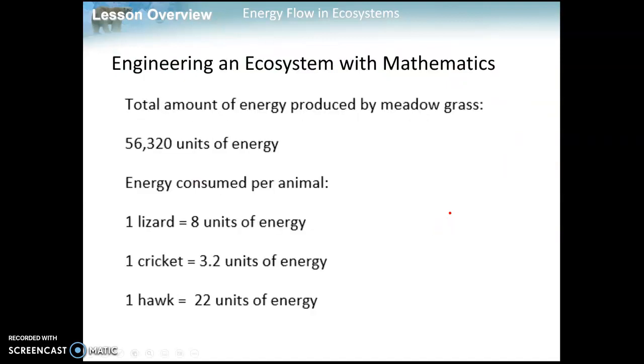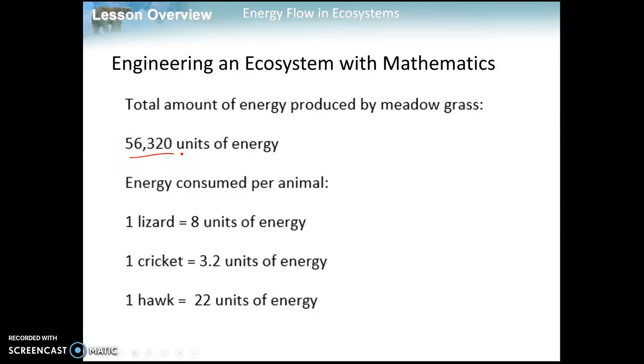So here we want to build our own ecosystem using some mathematics. So in your notes on the very bottom, it has this pyramid, and we're told that this environment has a primary producer, meadow grass. And that meadow grass produces 56,320 units of energy.